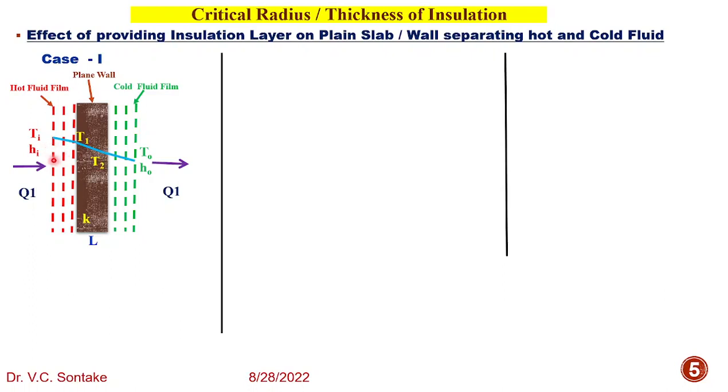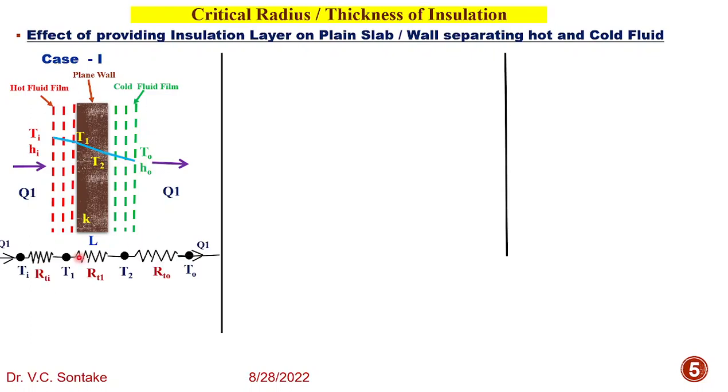By virtue of the heat transfer rate through these three mediums, each medium will offer thermal resistance to the path of the heat transfer rate Q1. The hot fluid film will offer convective thermal resistance, the plain wall will offer conductive thermal resistance and the cold fluid film will once again offer convective thermal resistance. As a result of this, temperature drop will take place from Ti to T1 in the hot fluid film, from T1 to T2 in the plain wall, and from T2 to To in the cold fluid film.